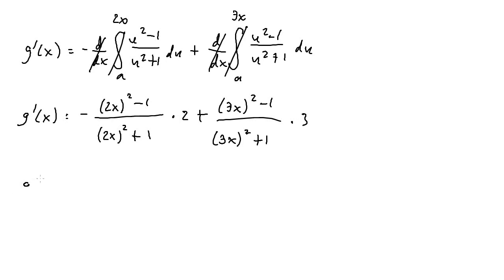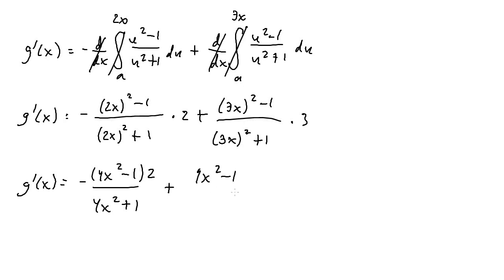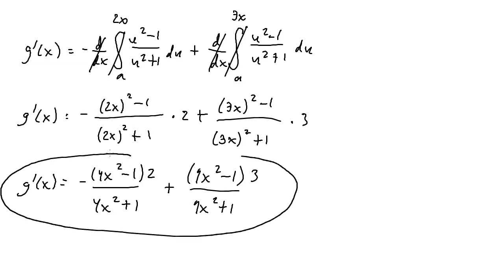So now further simplifying here, g prime of x equals, we do have a negative. Now (2x) squared is going to be 4x squared. So (4x squared minus 1)/(4x squared plus 1), and then times 2. And then we have plus (3x) squared, which is going to be 9x squared, so (9x squared minus 1)/(9x squared plus 1). And we do have that 3 that's being multiplied. Now if you want to simplify further, you can, but this is basically going to be the final answer.